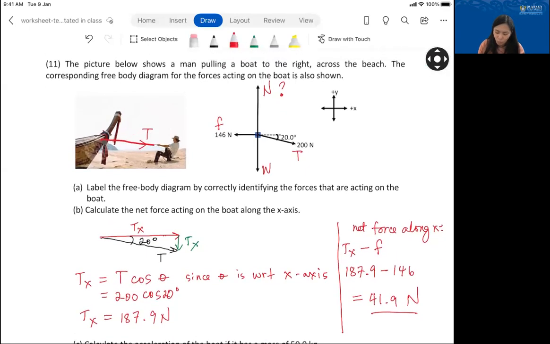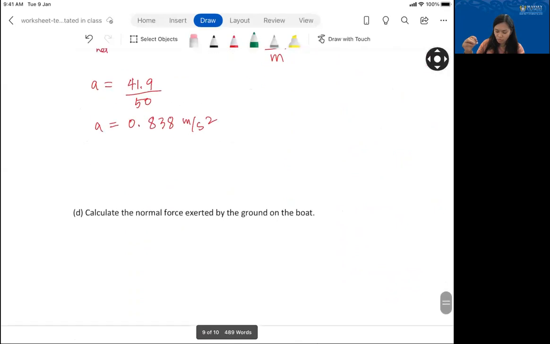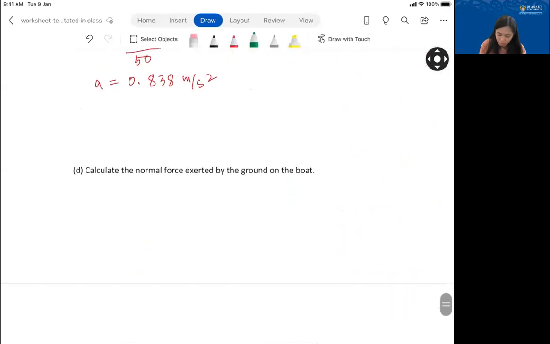You have the y component of tension force, the weight force, and the normal force itself. So you have three forces along the y-axis. And the boat is not moving along the y. That means the net force along the y should equal 0. So F net along the y-axis.